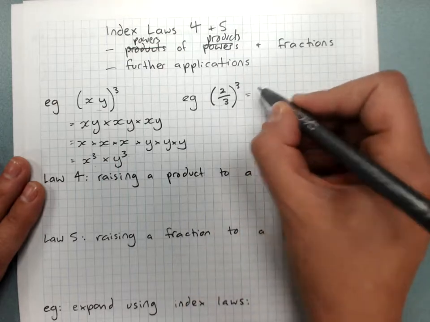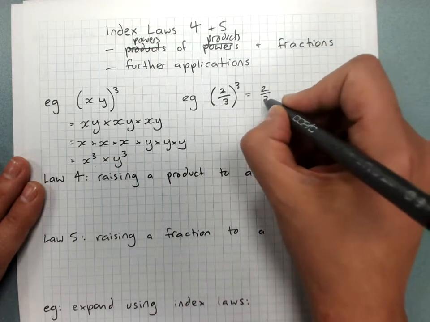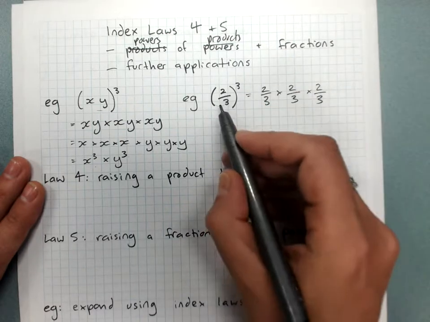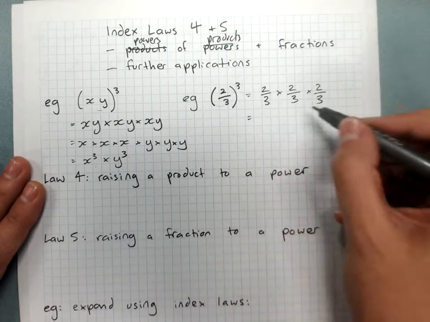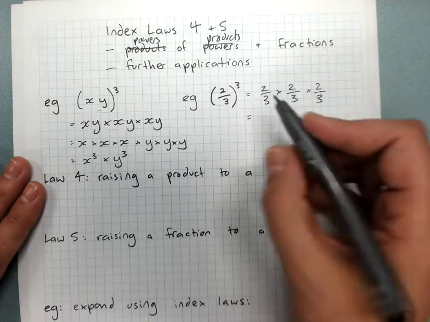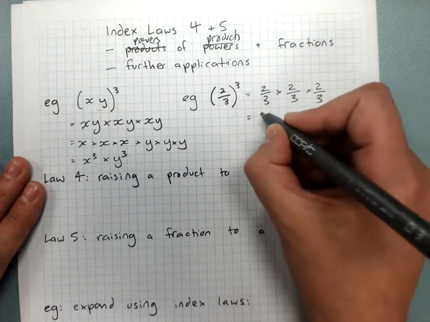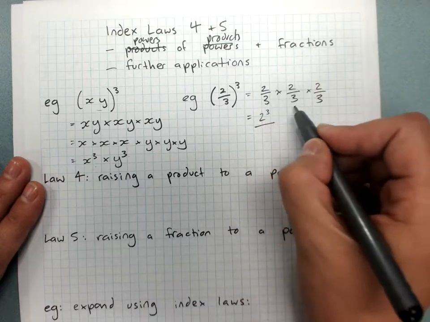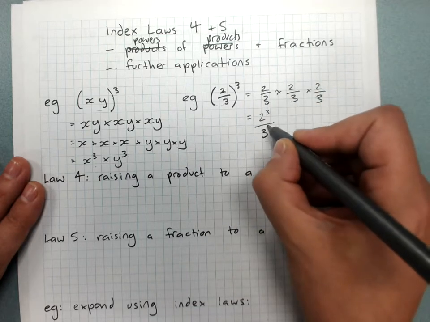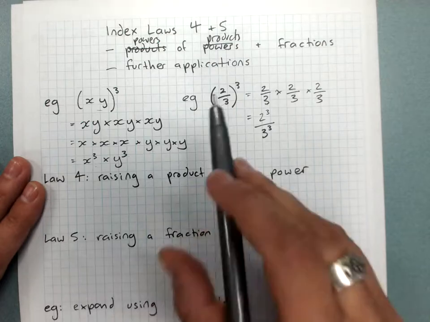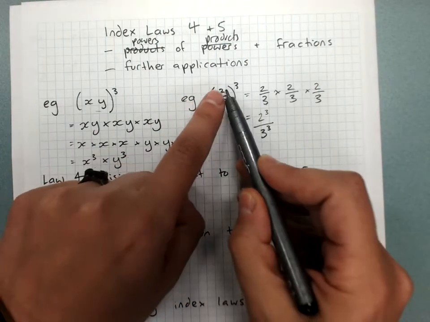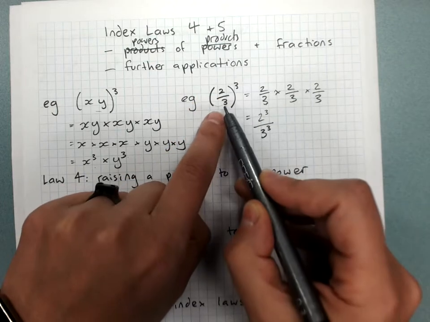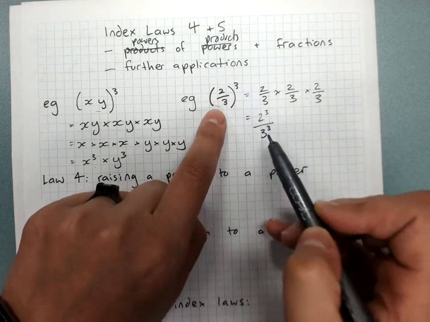Let's expand it to have a look. This is 2/3 times 2/3 times 2/3, 2/3 cubed. When I'm multiplying fractions, multiply the numerators. 2 times 2 times 2 is 2 cubed. Multiply the denominators. 3 times 3 times 3 is 3 cubed. The parts of the fraction to the power became the numerator cubed over the denominator cubed.